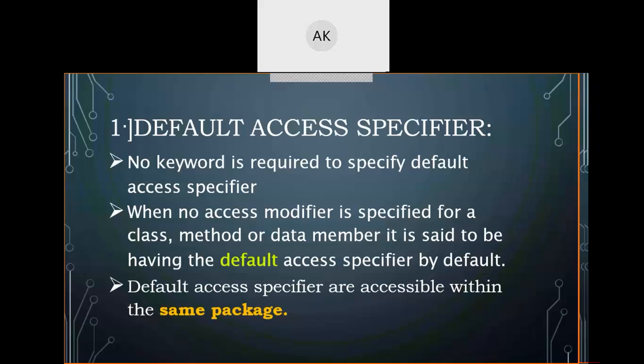So when no access modifier is specified for a class, method or data member, it is said to have the default access specifier, right? And default access specifiers are accessible within the same package, right?